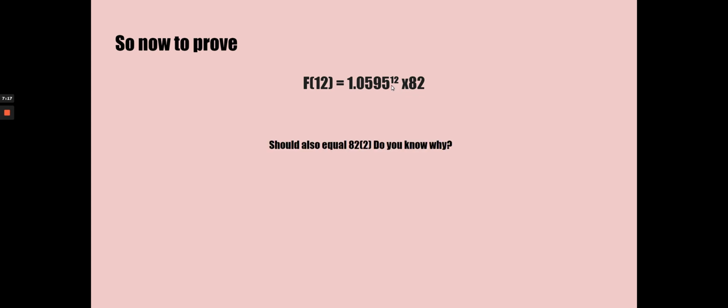So it should also equal 82 times 2. Do you know why? I hope you guys know. Because 82 doubled would be the result of an octave higher, which would also equal f of 0 times this common ratio to the 12th that Pythagoras was talking about. And what do you know? We get 164, which also happens to be 82 times 2.